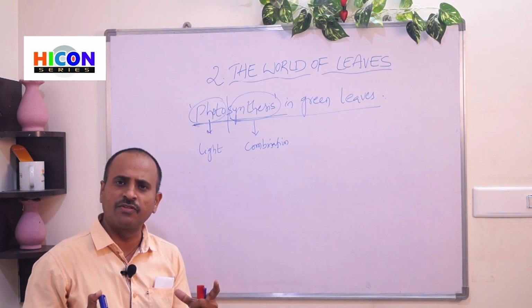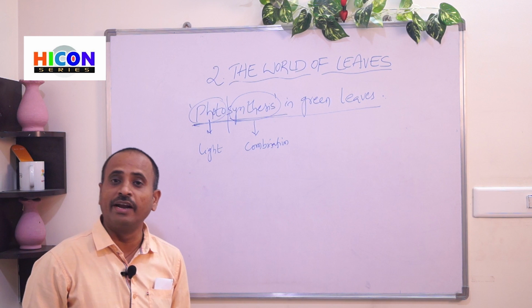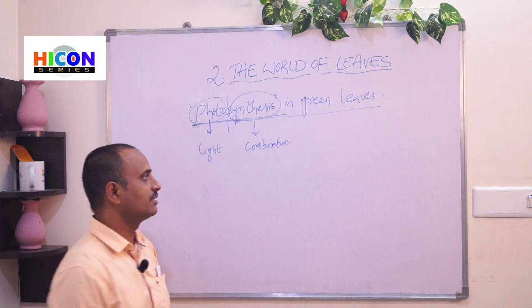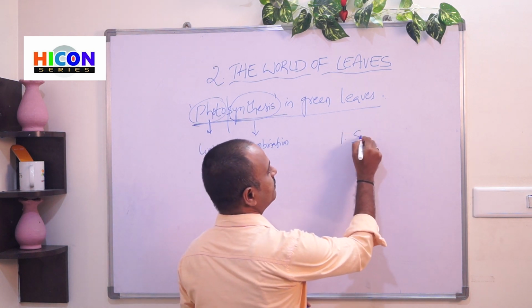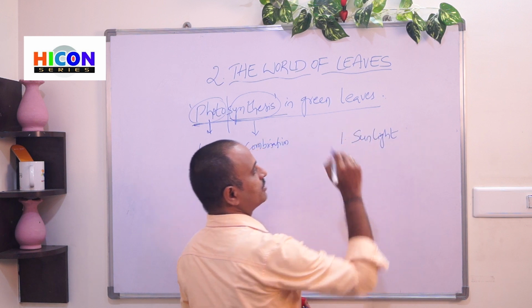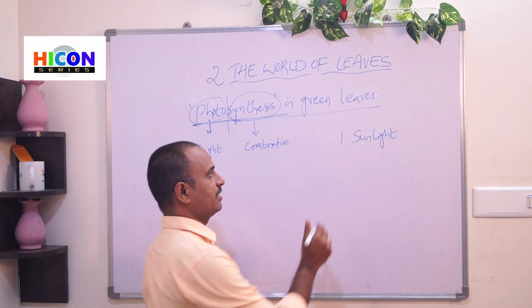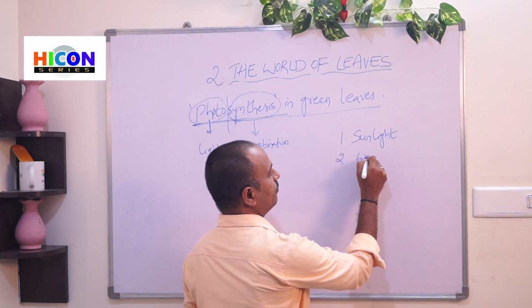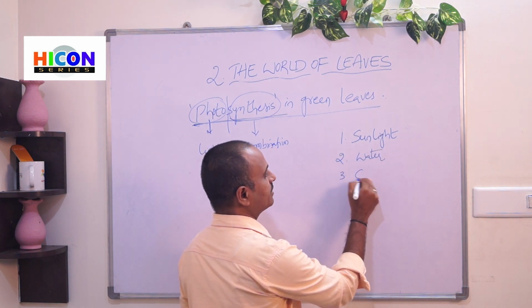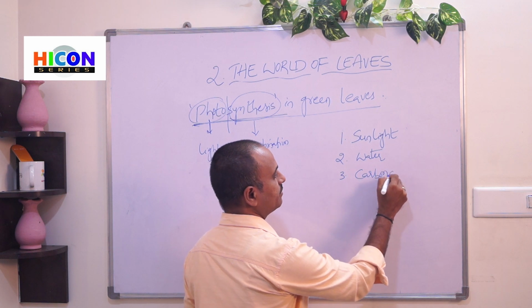In the process of photosynthesis, the components required by the plant are, the first one is sunlight. For the photosynthesis process, the leaves require sunlight, water and minerals. And the third one is carbon dioxide.